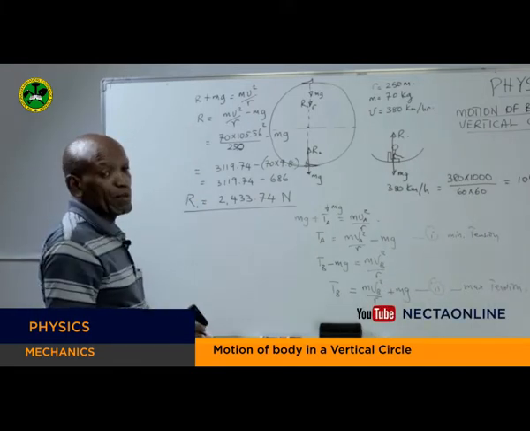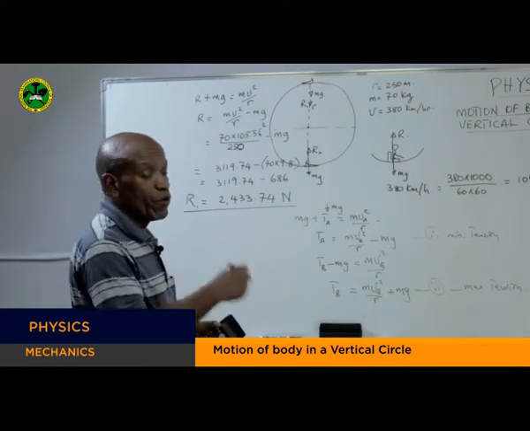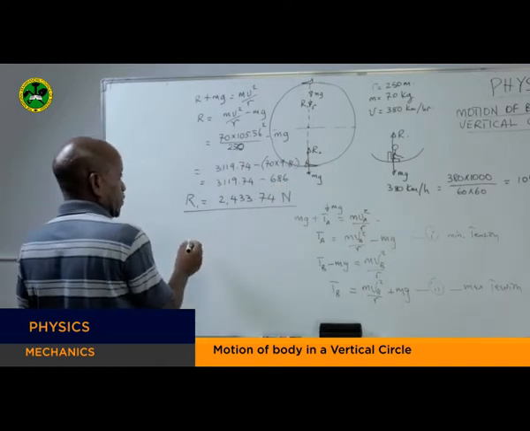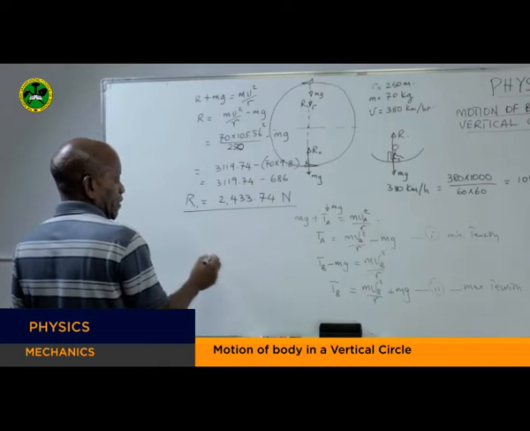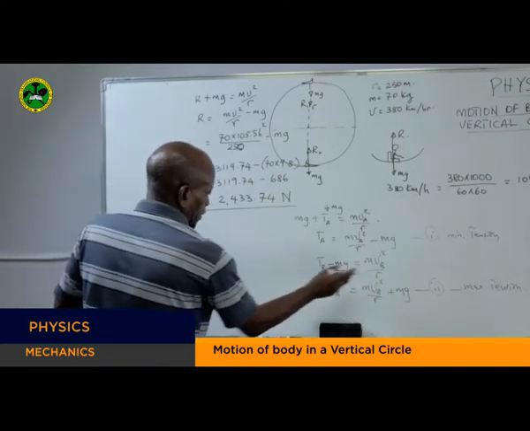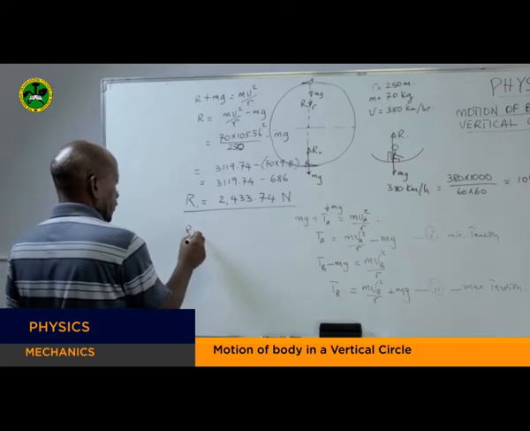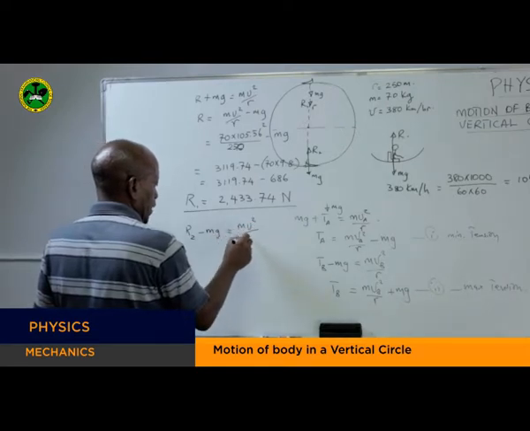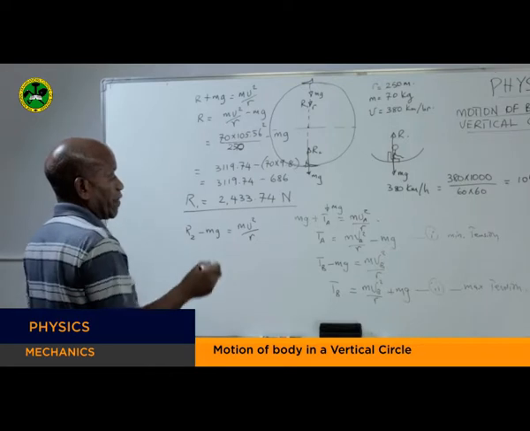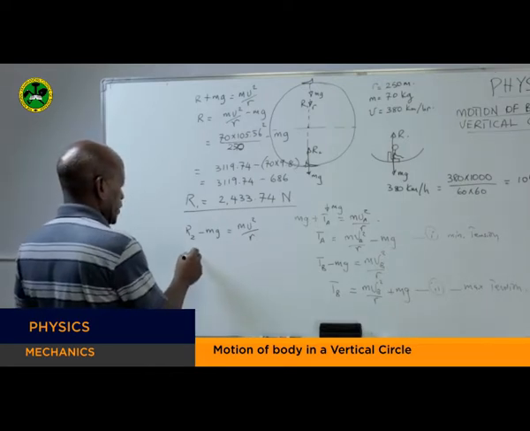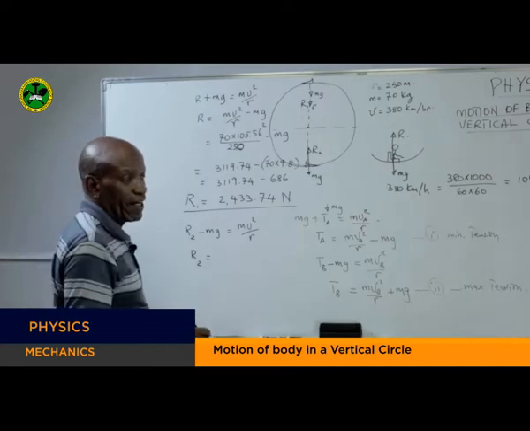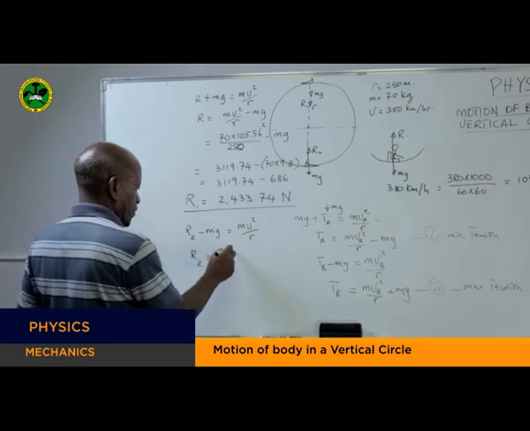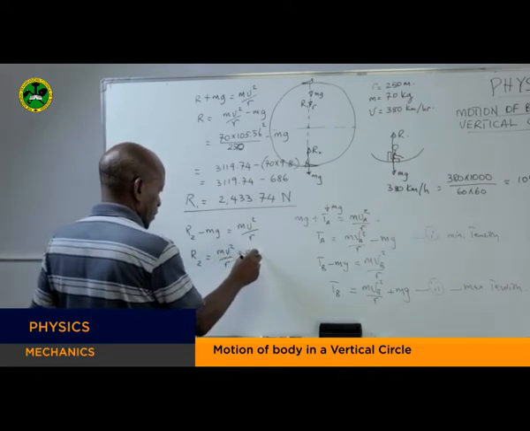So we can see that the necessary force to make him loop the loop comfortably, the necessary centripetal force, will be equal to the difference of the two forces, as we can see from this expression. That is R2 minus mg equals mv squared over r. All other values are given, so we can determine the reaction R on his seat. This will be equal to mv squared over r plus mg.